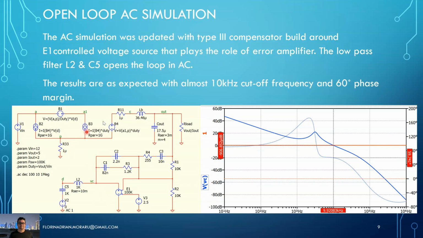Actually in DC operating point, or in steady state, the inductor is a short circuit and the capacitor is an open circuit, and then the circuit can still calculate its DC operating point, but then in AC the loop is actually open.